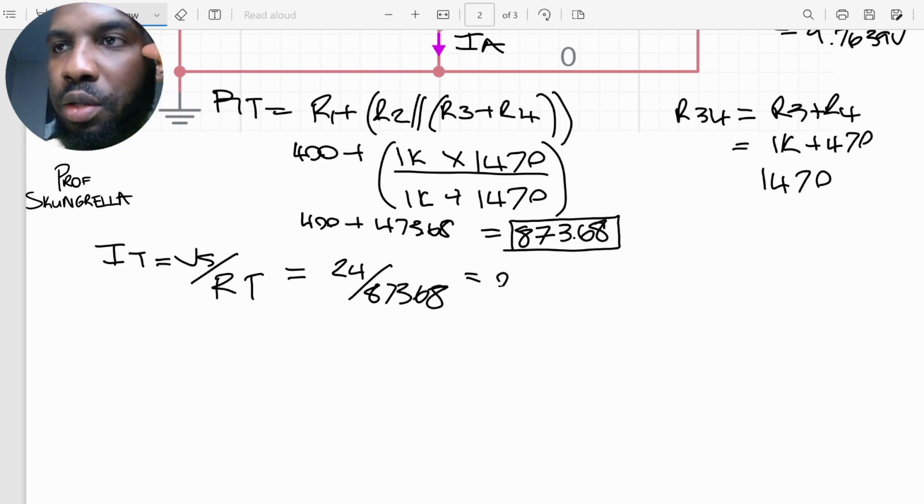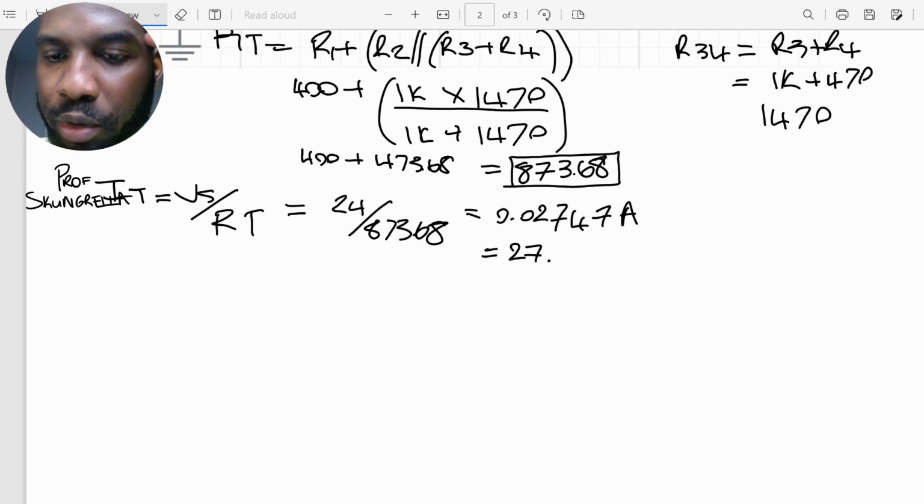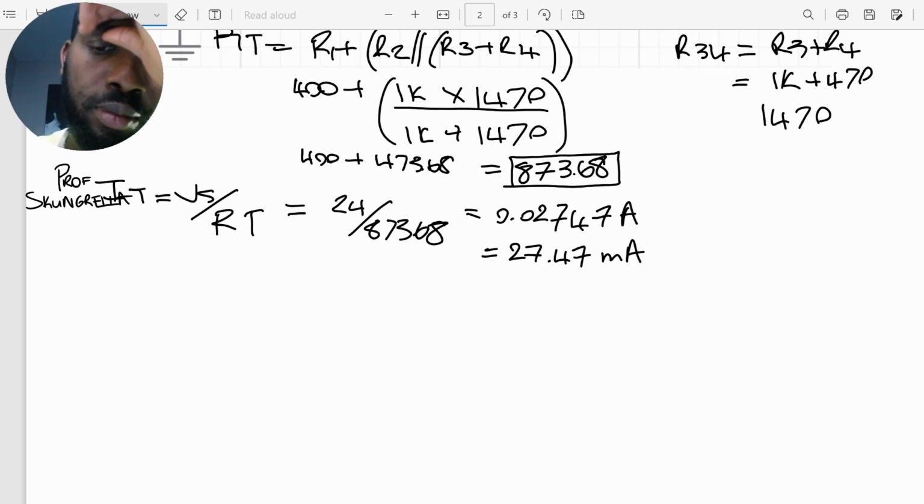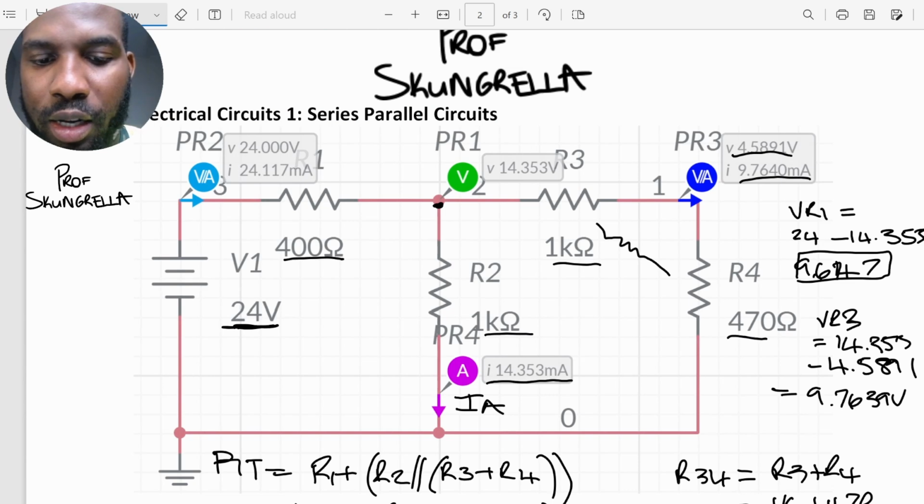It gives me 0.0274 amperes, which is the same as 27.47 milliamps. All right, so we have our total current now. If you compare this to the current that we got here, this current is showing 24.11 milliamps.